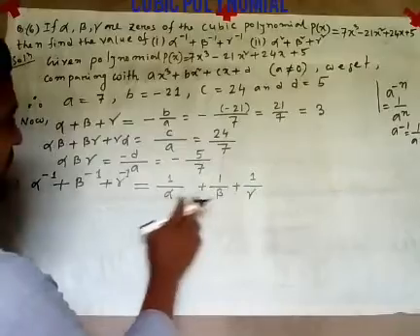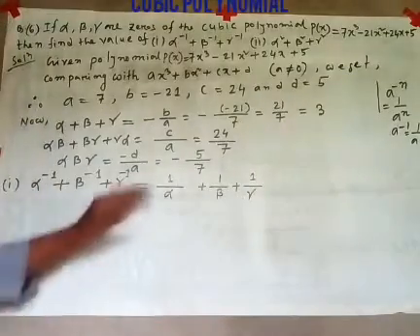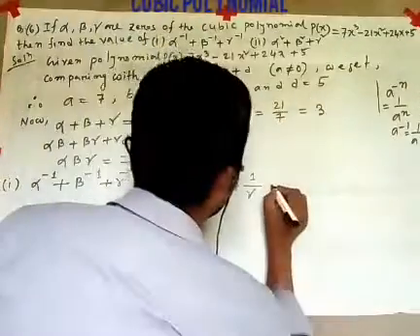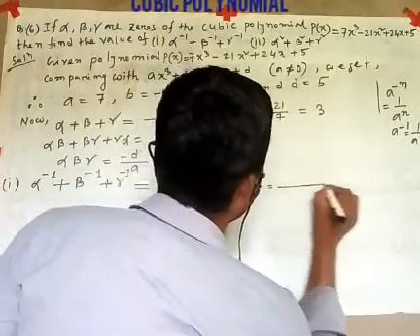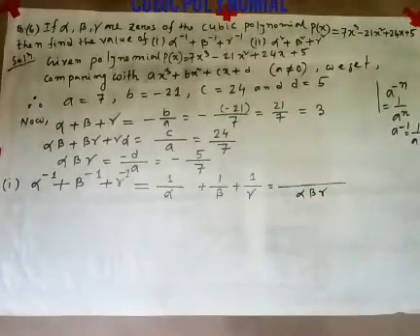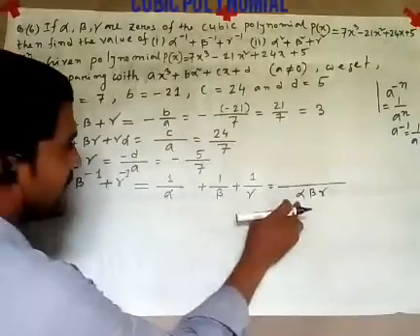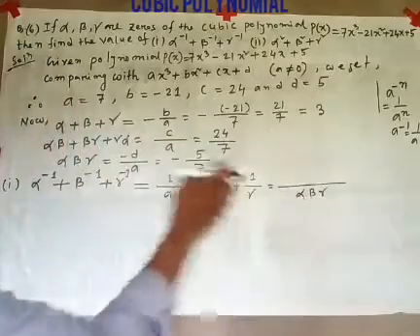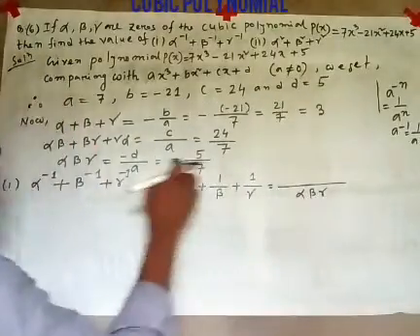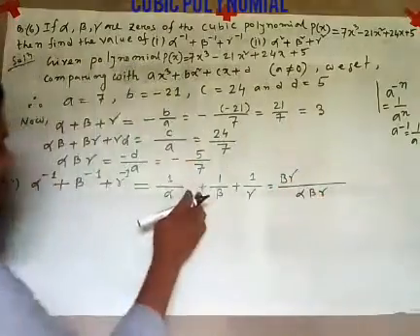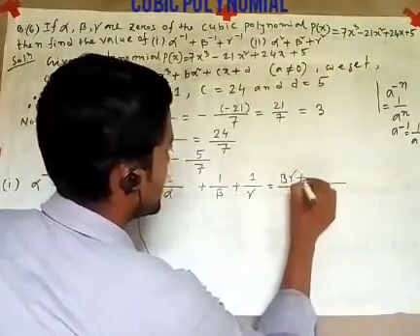We can see alpha, beta, gamma are the denominators in this expression. So we can write here, by taking LCM, alpha beta gamma. Now we can cancel alpha, alpha. What remains? Beta gamma. This beta gamma into 1, so this is beta gamma. Plus is plus.